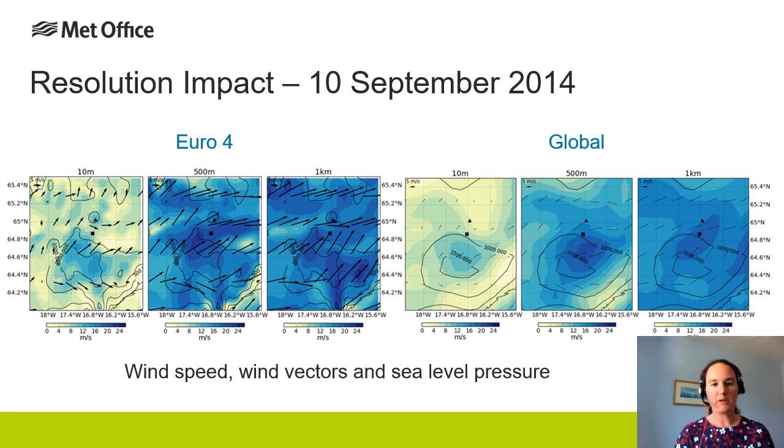We're looking here at wind speed and wind vectors at 3 different heights above ground level: 10 meters above ground level, 500 meters above ground level, and a kilometer above ground level. And we're looking at those in both the Euro 4 and the global.